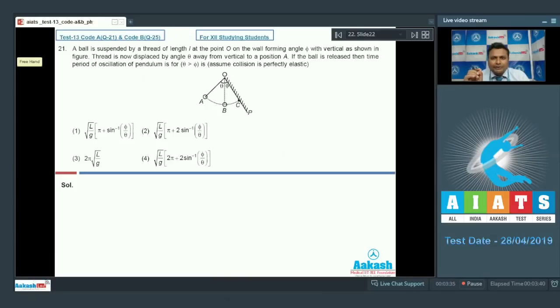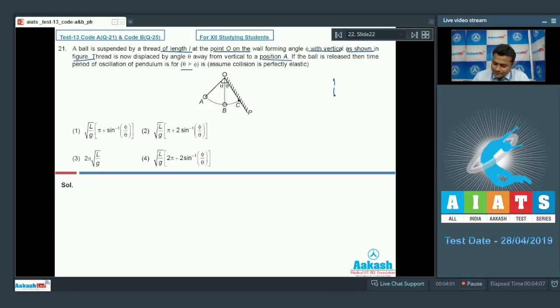So here is question number 21, everyone. A ball is suspended by a thread of length L at point O on the wall, forming an angle phi with vertical as shown in figure. The thread is now displaced by angle theta away from the vertical to position A. If the ball is released, then time period of oscillation of pendulum will be what, given that theta is greater than phi and collision is perfectly elastic.